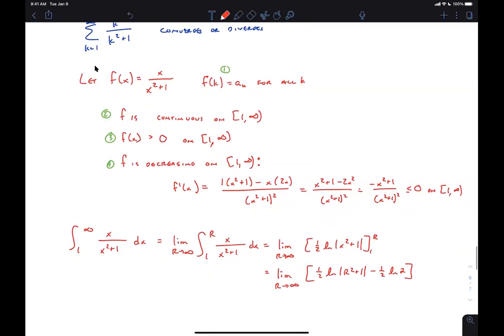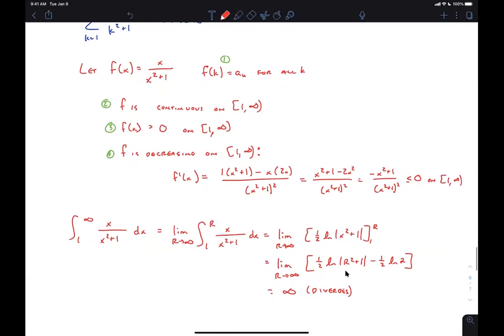And now as r goes to infinity, that r squared plus 1 goes to infinity. Natural log of infinity is infinity. 1/2 of infinity is infinity. And infinity minus 1/2 log 2 is infinity. So this diverges. So because the integral diverges, the series diverges. So we say the sum of k over k squared plus 1 diverges by the integral test.